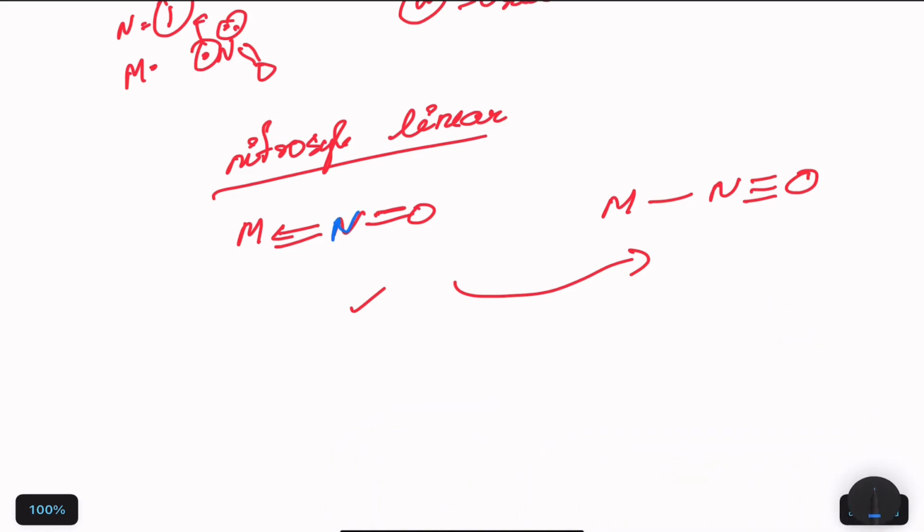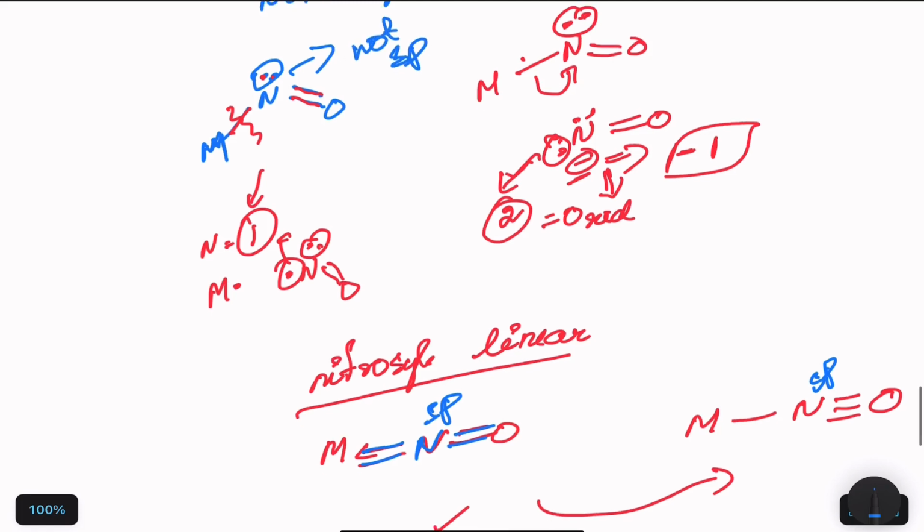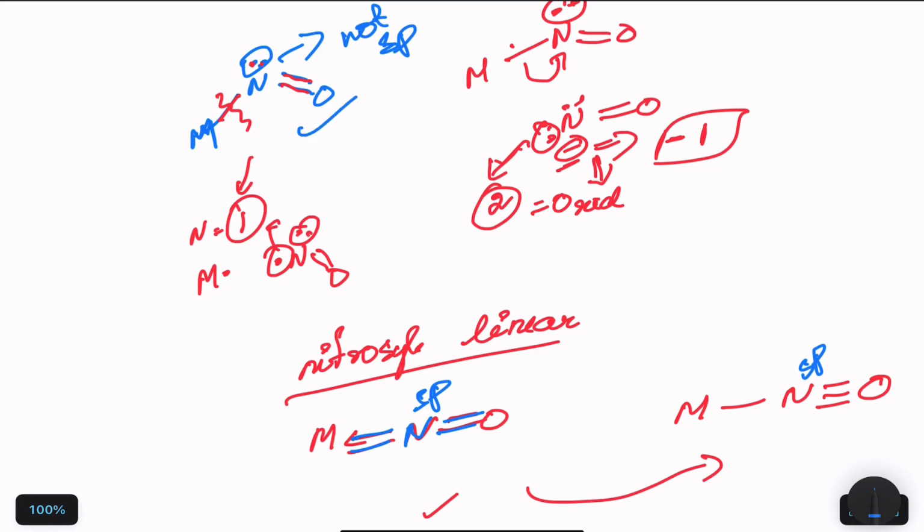Nitrogen is there. So why am I saying this is linear? Here it is sp, so a triple bond is there. Whenever there are two double bonds, that is also sp hybridization. But in this case, this nitrogen is not in sp hybridization. Another hybridization is there, that's why it is bent.